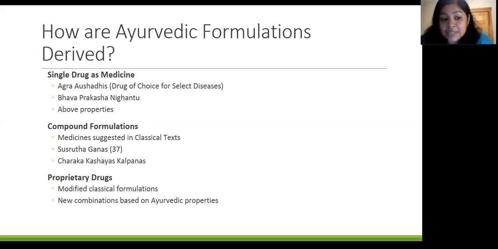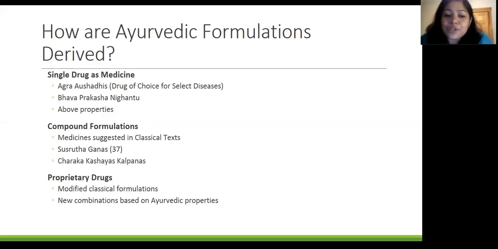We also have compound formulas, or compound formulations, and in that you have the formulas that are suggested by classical texts. We also have the ganas, which we looked at today. A gana is a group of drugs that have similar qualities and similar properties, and that act specifically on these similar conditions. Okay, so we can group that together and make it into a formula, or we can pick and choose 2 or 3 of those drugs and combine them together to make a formula.